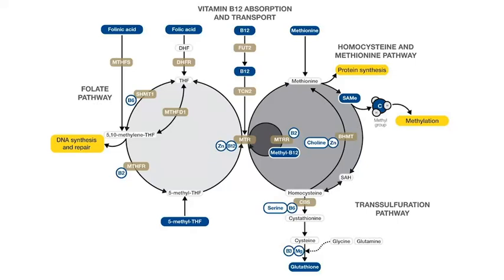5-methyl tetrahydrofolate is what donates a methyl group to homocysteine. So moving over to the homocysteine methionine side, that methyl group is donated to homocysteine, and then via methionine synthase or MTR, that methyl group is added onto homocysteine, forming methionine. We know that we can also get methionine obviously from the diet.